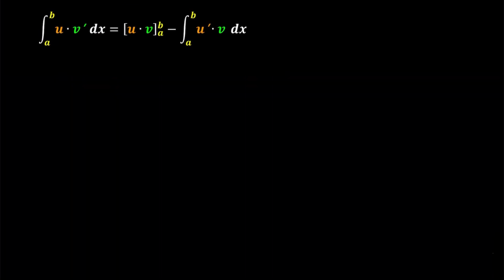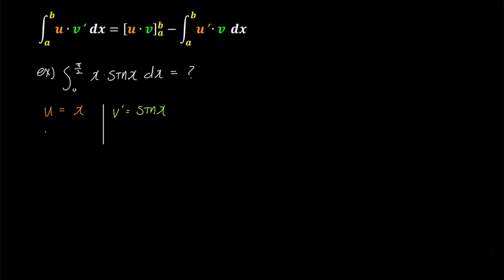Let's try solving a definite integral problem using integration by parts. To use integration by parts for a definite integral, we need the formula shown above, which is simply the original integration by parts formula with the values of a and b substituted. Now, let's solve the definite integral of x times sine x. Let's set u as x and v prime as sine x. Then u prime becomes 1 and v becomes negative cosine x.